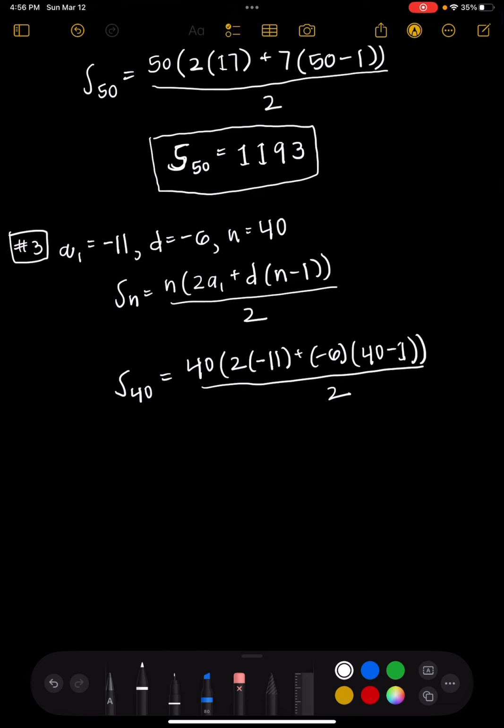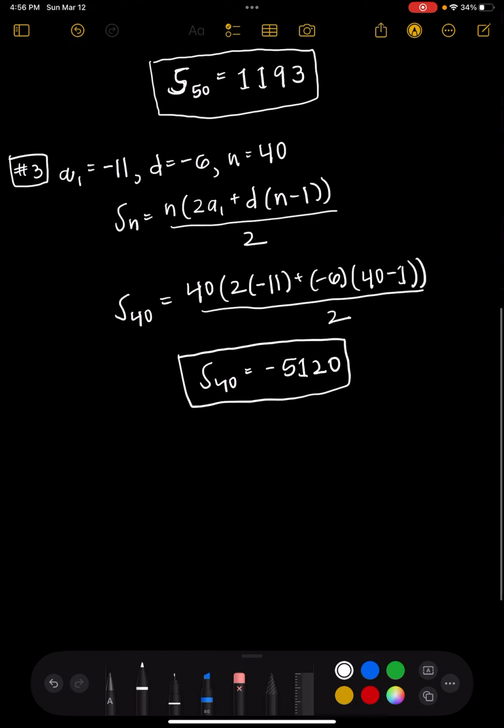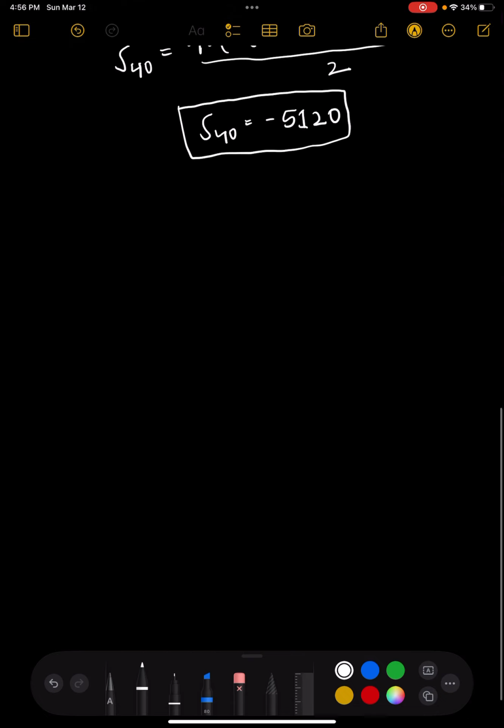Okay, now let me plug that in, which gives me that S sub 40 is equal to negative 5,120. So sums can be negative. That's totally cool because all of these terms will be negative, which means when we add a bunch of negative numbers together, our sum is negative. That's fine. It's not wrong. Totally right. Okay, so now let's look at that last example.